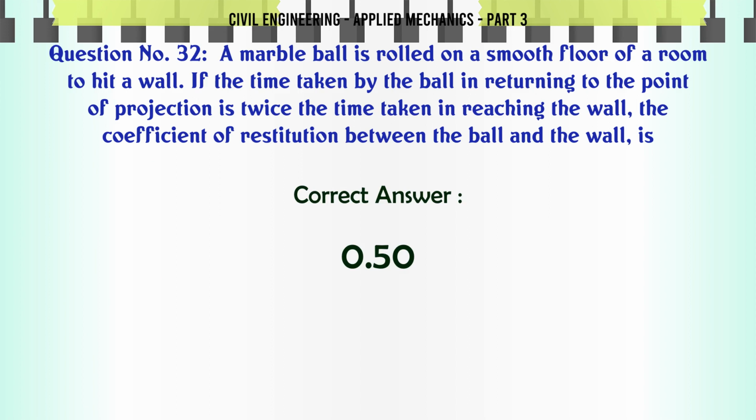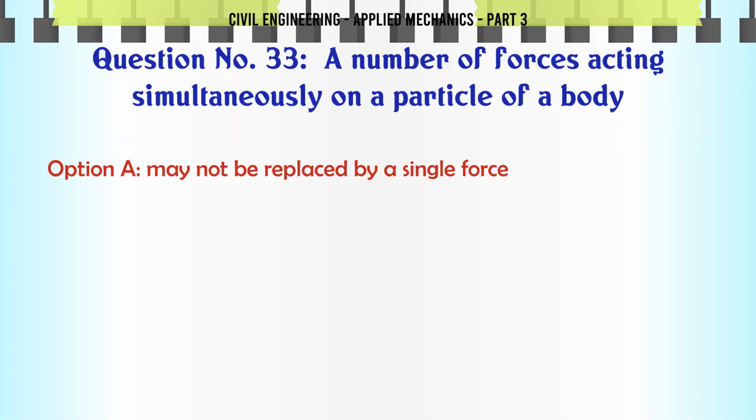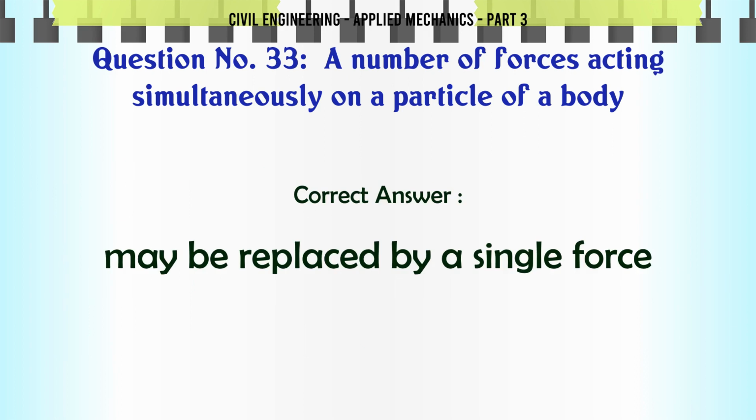0.50. A number of forces acting simultaneously on a particle of a body. A: may not be replaced by a single force. B: may be replaced by a single force. C: may be replaced by a single force through CG of the body. D: may be replaced by a couple. The correct answer is may be replaced by a single force.